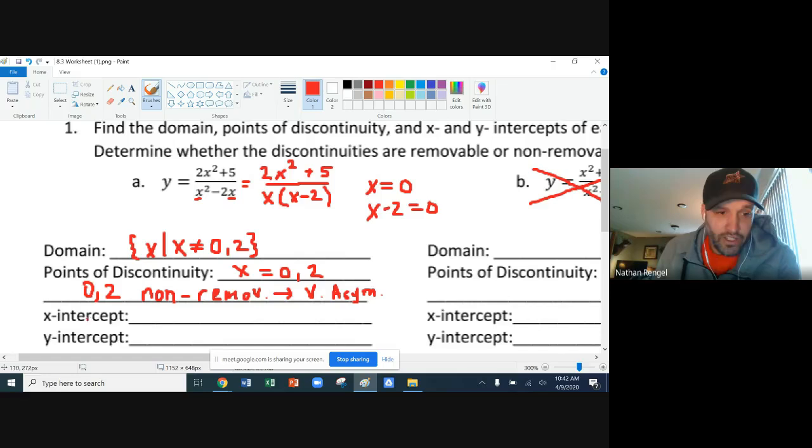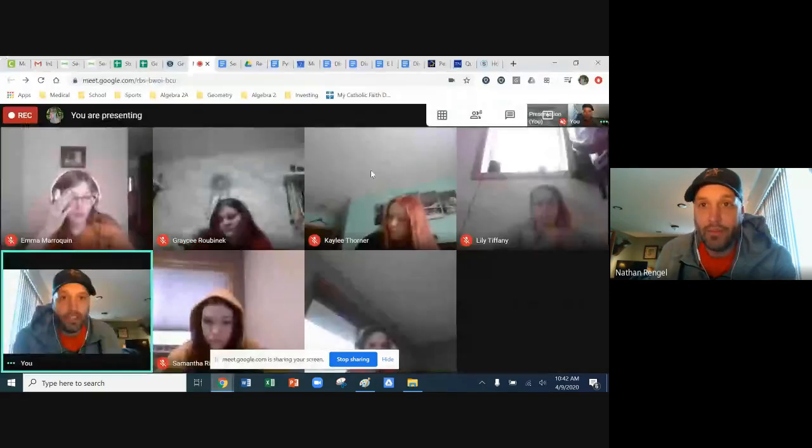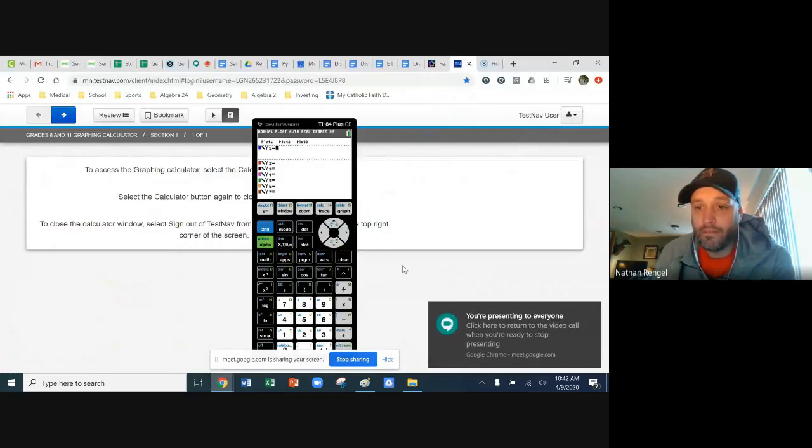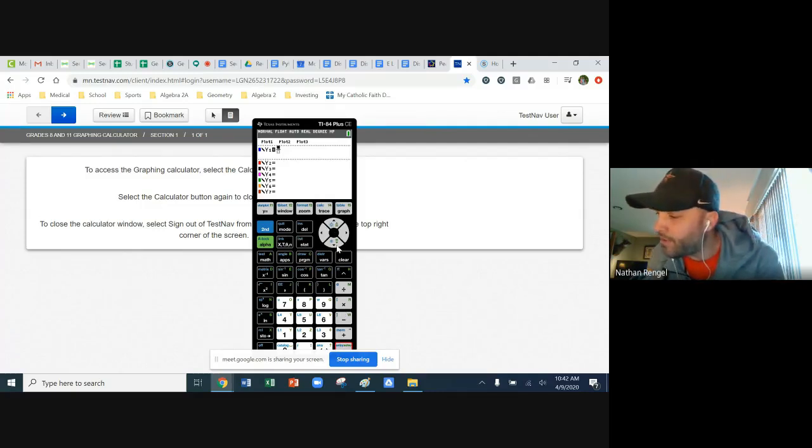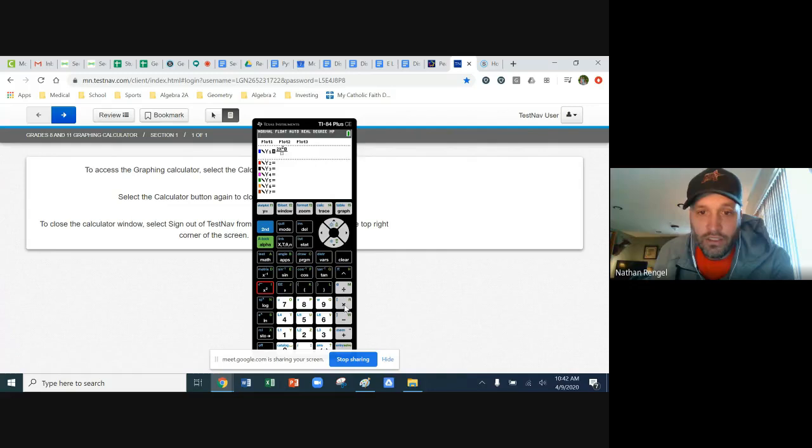To find your x and y intercept, I'm going to graph it out and then start looking at my calculator to find my graphs. Okay, then let's start putting this one in. We'll make a fraction. The online calculator has this feature. Most of your calculators have this. You can make a fraction. Up in our numerator, we'll put 2x squared plus 5. Denominator, we'll put x squared minus 2.